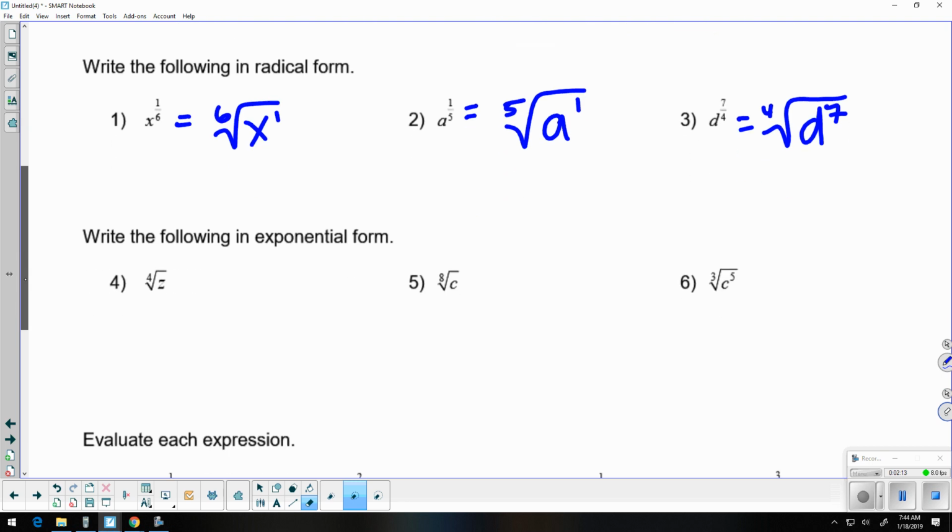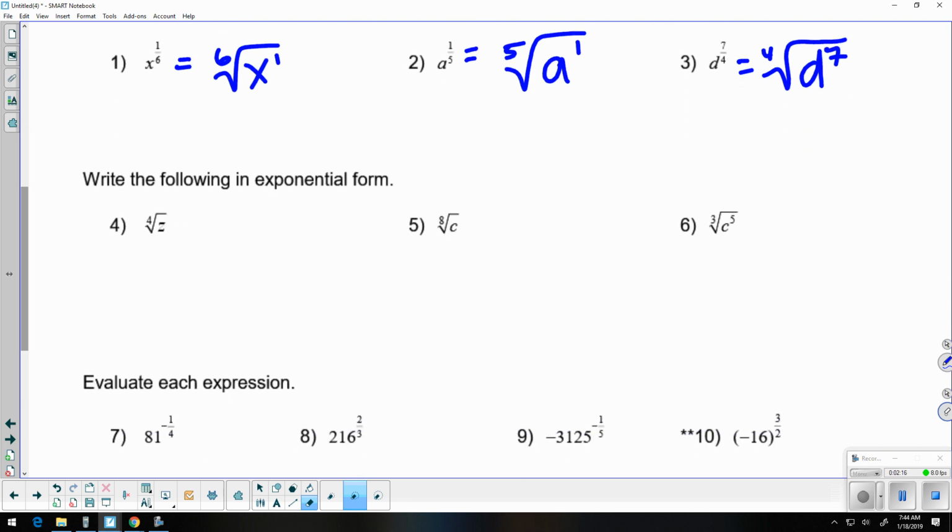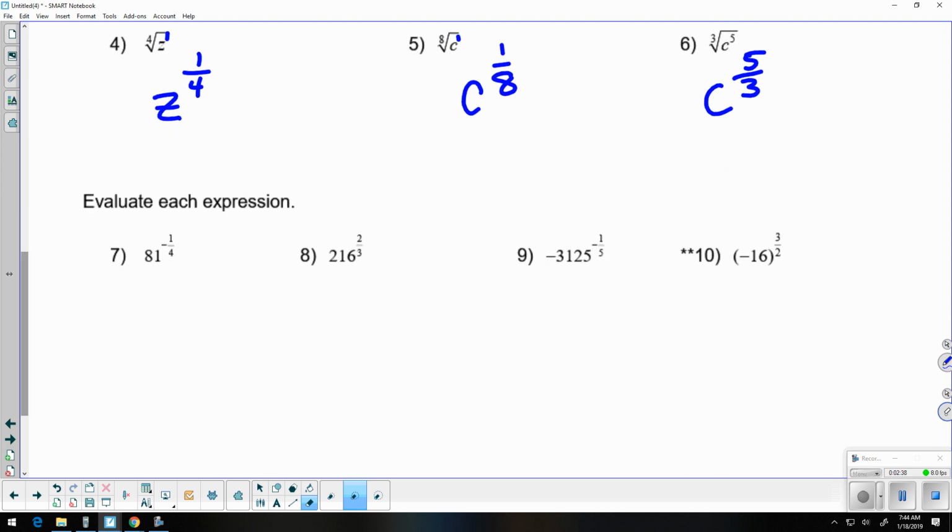Now doing the opposite. So now we're going to write these in exponential form. So number 4, this would be z, and that's already to the first power, so it'd be z to the 1/4. So index comes underneath in your denominator. Number 5, this would be c. Again, it's already to the first, so it'd be c to the 1/8. And then c over here would be to the 5/3. That's it.